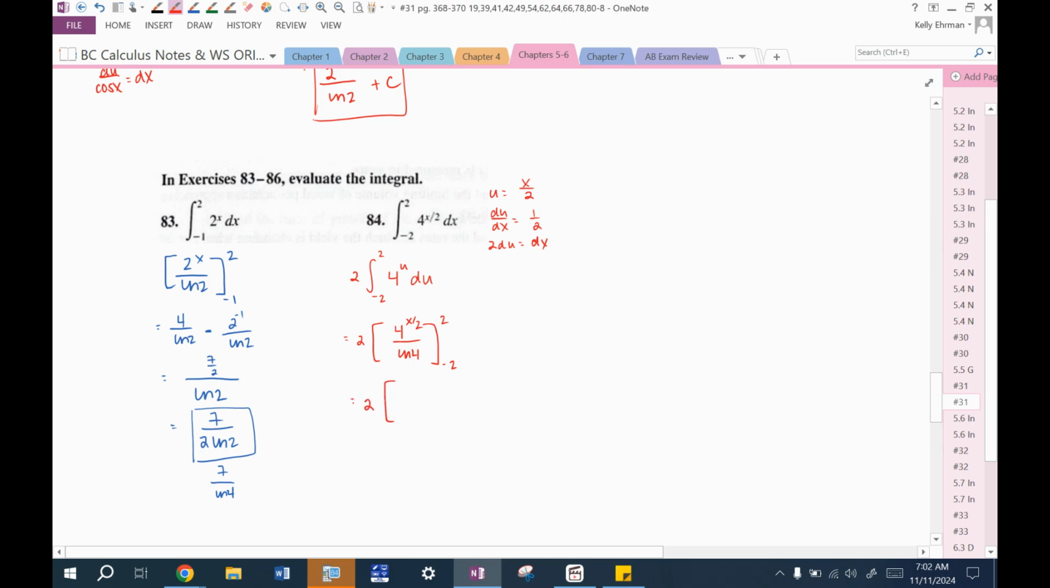All right, so when you plug in 2, you get 4 to the first over natural log 4. Minus, when you plug in negative 2, you get 4 to the negative first over ln 4. So we can take our ln 4 out. 4 minus 1/4 is 15/4. And that could be 15 over 2 ln 4.